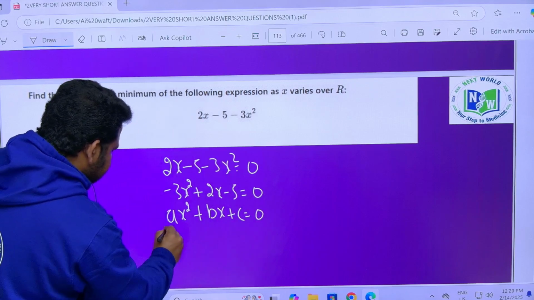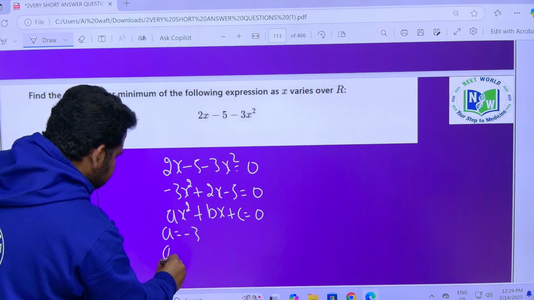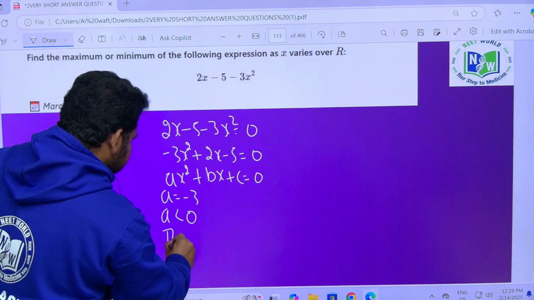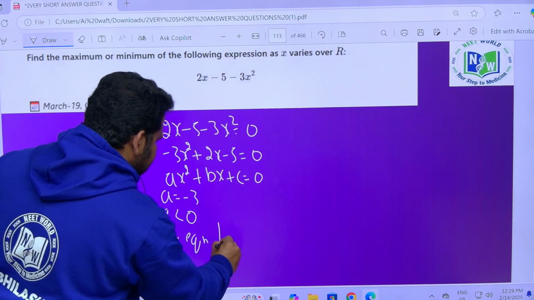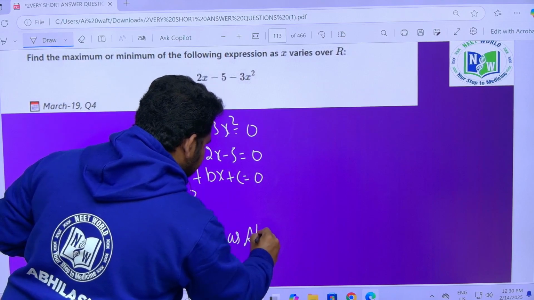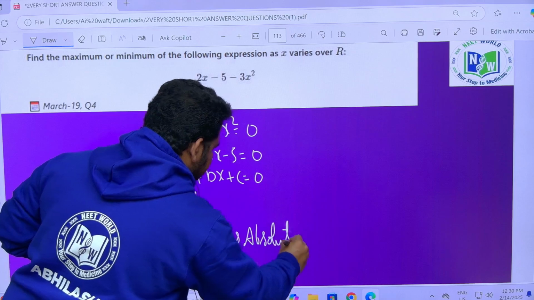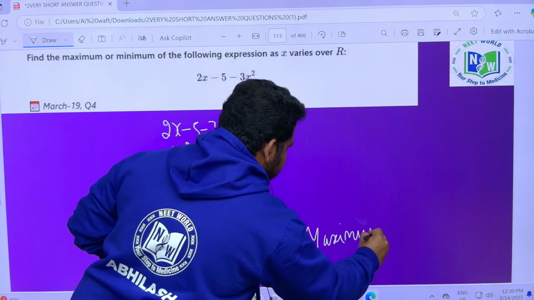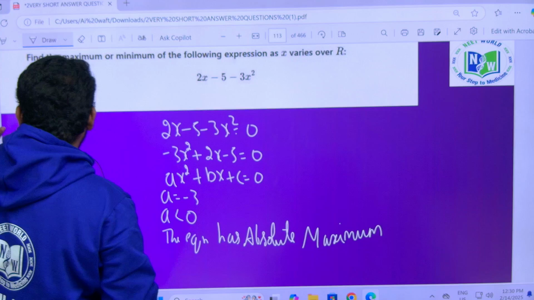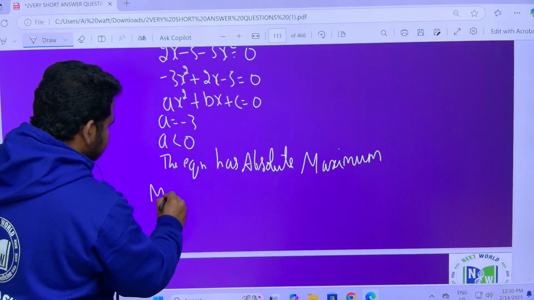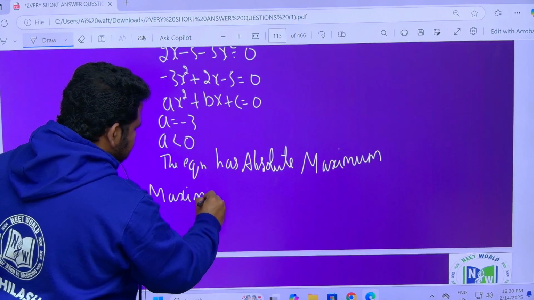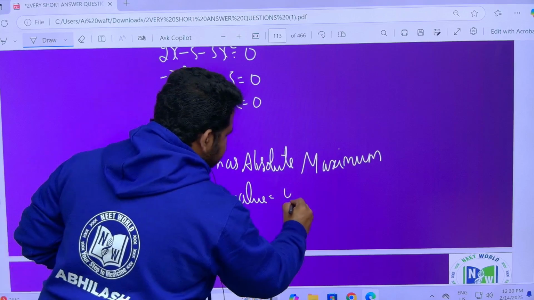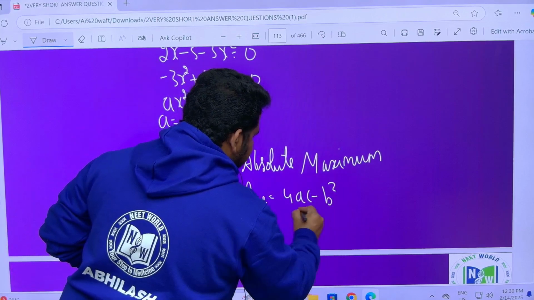Here the value of a is what? a is equal to minus 3. So a is negative, a is less than 0. That means this equation has an absolute maximum. Okay, since a is negative, the equation has an absolute maximum. The maximum value will be equal to 4ac minus b square by 4a.